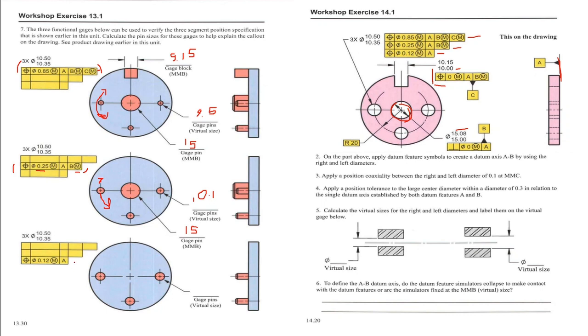Then for this third call out, which is with datum A only, with datum A we can stop the perpendicularity. So this call out stops the perpendicularity with datum A with this hole. So the gauge pin virtual size here will be this 10.35 minus 0.12, so 10.23. So gauge pin size is 10.23, and this call out stops the perpendicularity.